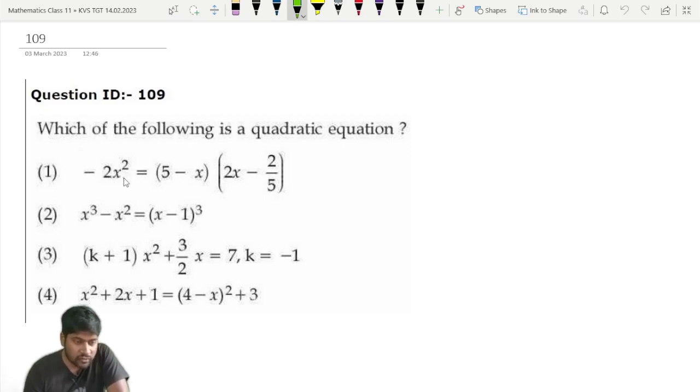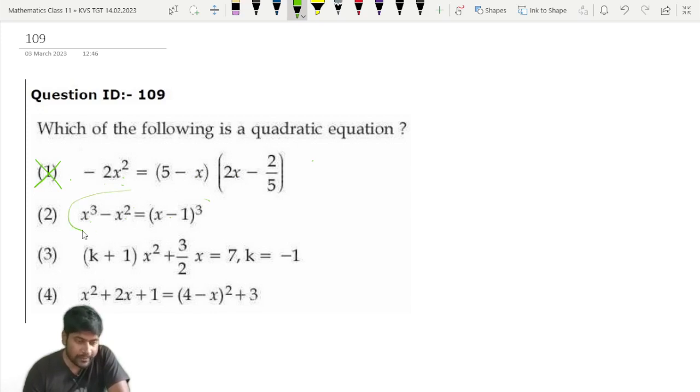So minus 2x square, in the left hand side minus 2x square is there, in the right hand side also minus 2x square you will get, so both will be cancelled, so it will not be a quadratic equation. Option 1 is not a quadratic equation. Now x cube minus x square, so anyway from the left hand side and right hand side x cube will be cancelled, then minus x square, what about minus x square? So here we will get minus 3x square.